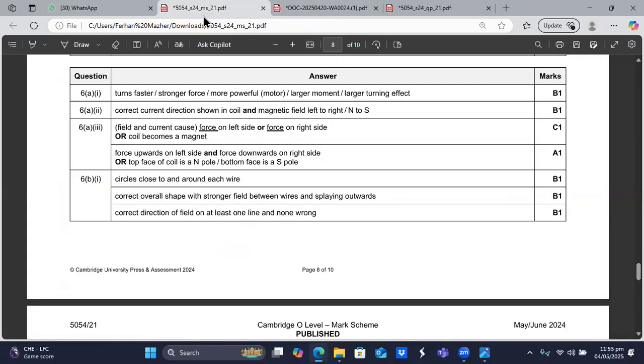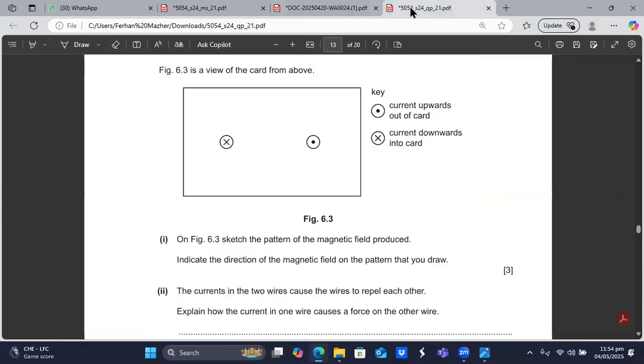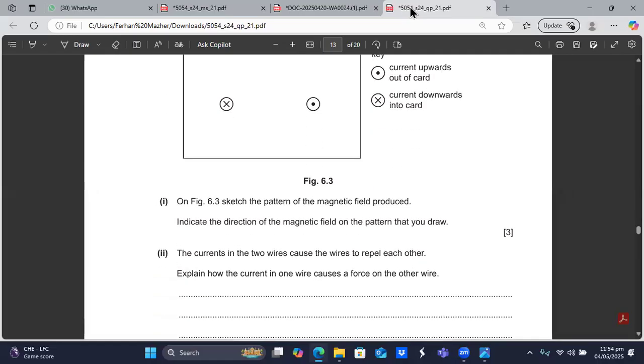So let's check the marking scheme. When you are near the wire, these circles should be close to each other. When you are away from the wire, the distance between the circles should become a little larger. Okay, so then we have question number 6, the second portion of this part.